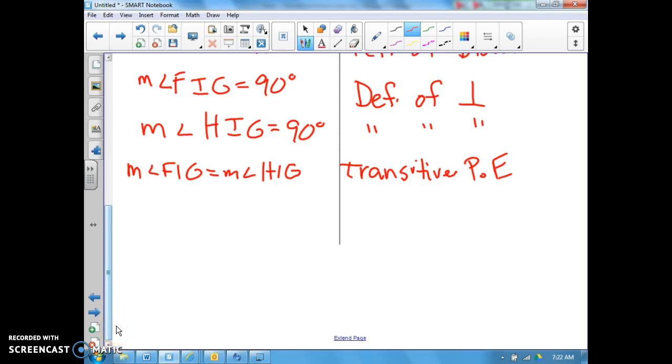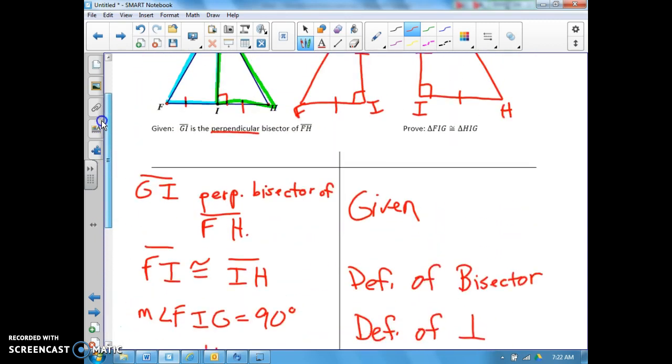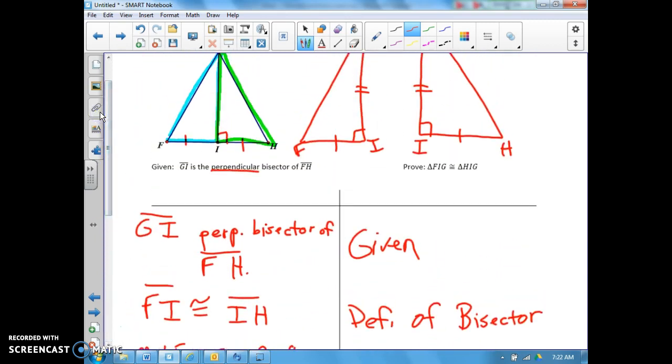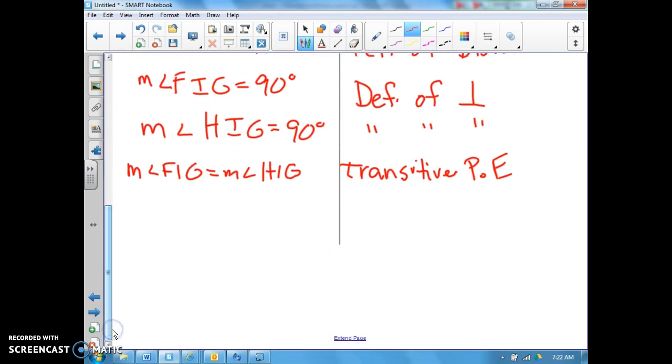Welcome to part 2 of lesson 5.2. We were just finishing up this last proof. We have currently gotten to the position where we've managed to prove that these two angles, there and there, are congruent because they're both equal, because they're both 90 degrees. Now I just need to say that they're congruent because they're equal. So angle FIG is congruent to angle HIG by the definition of congruent.